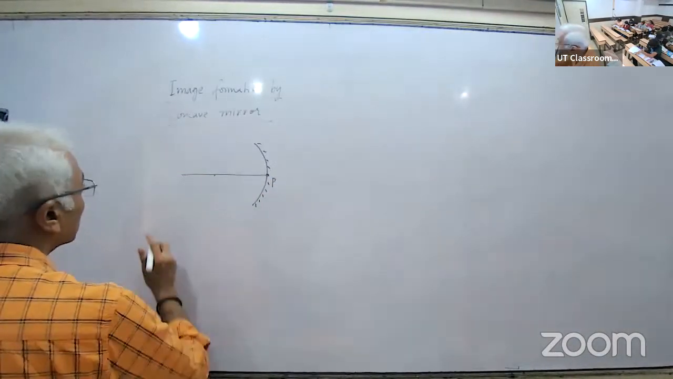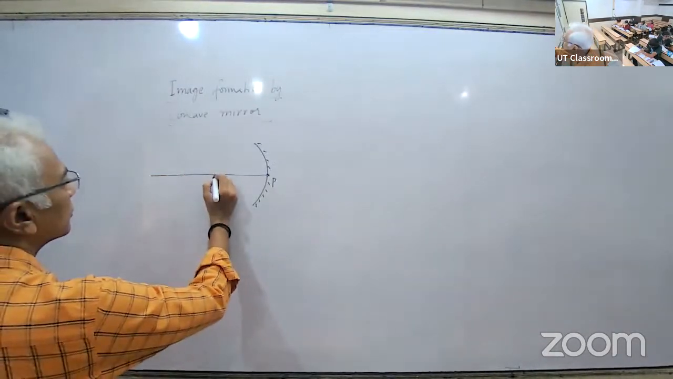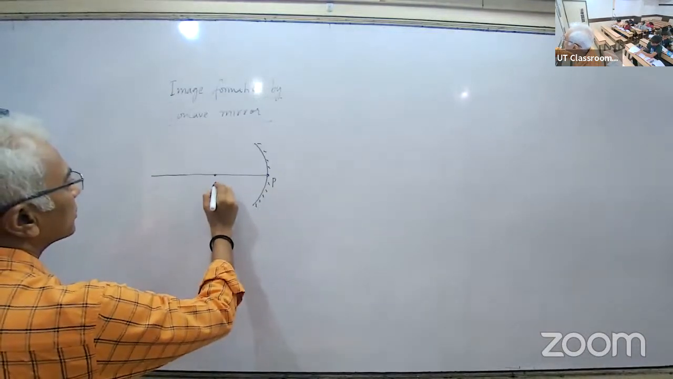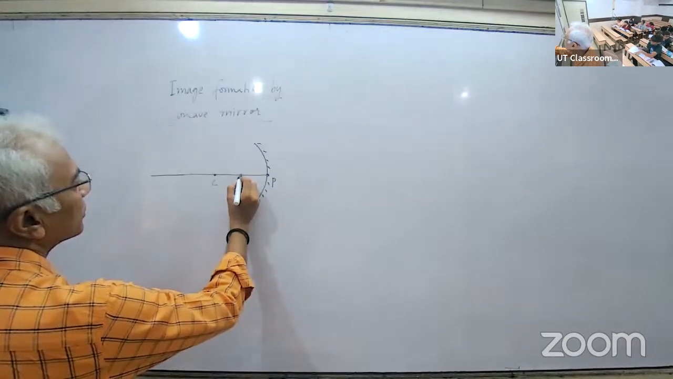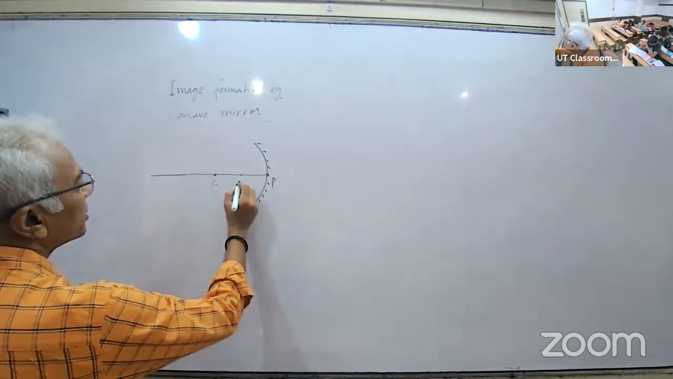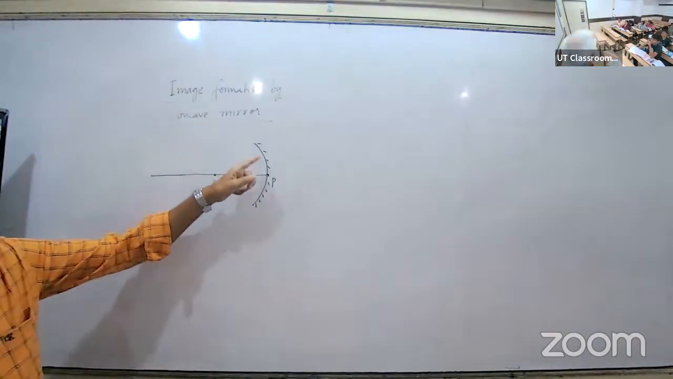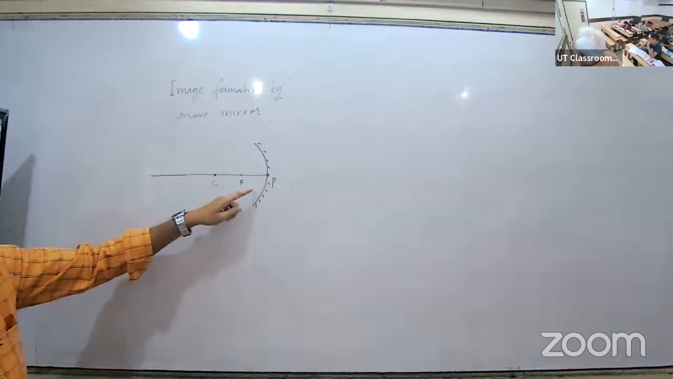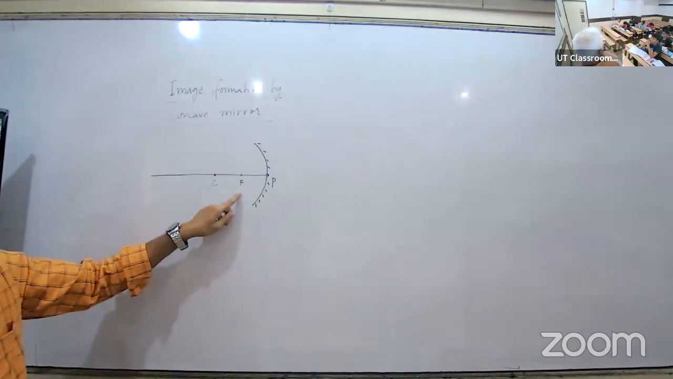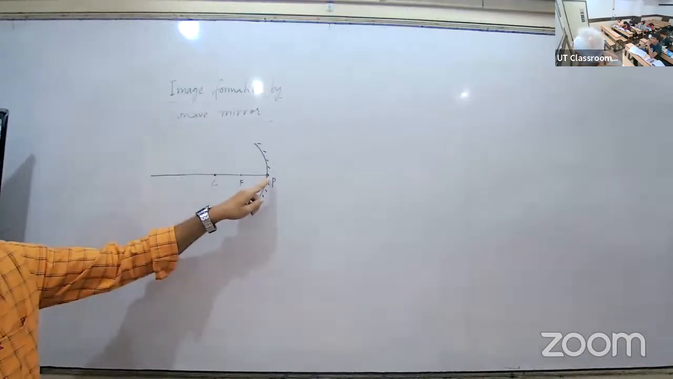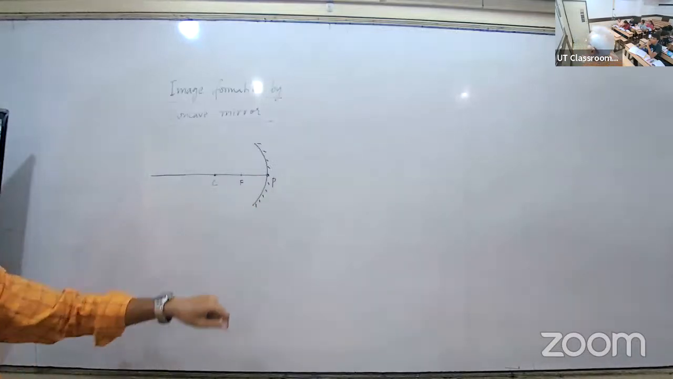Okay. This is what you will do. And mark it. This is C. And also mark F. F will be midpoint of CP. How will you do in your notebook? Once you have drawn this, let us say the distance from P to C is 6 centimeter and F will be at 3 centimeter. And all distances to be measured from pole. That's a rule. Okay.